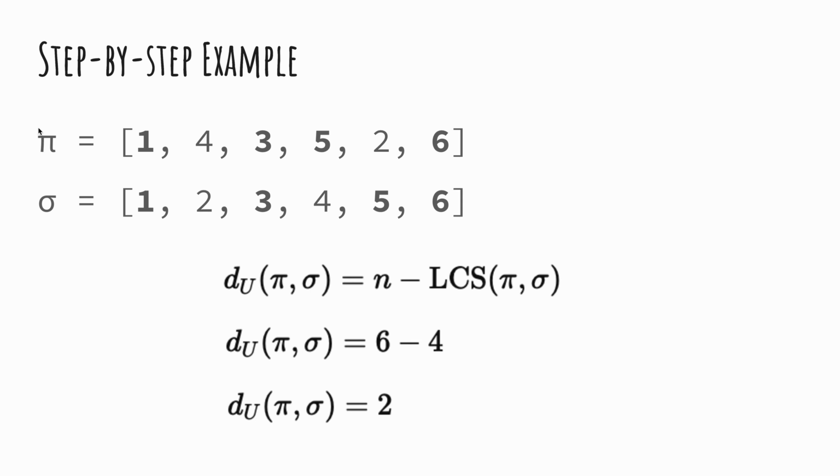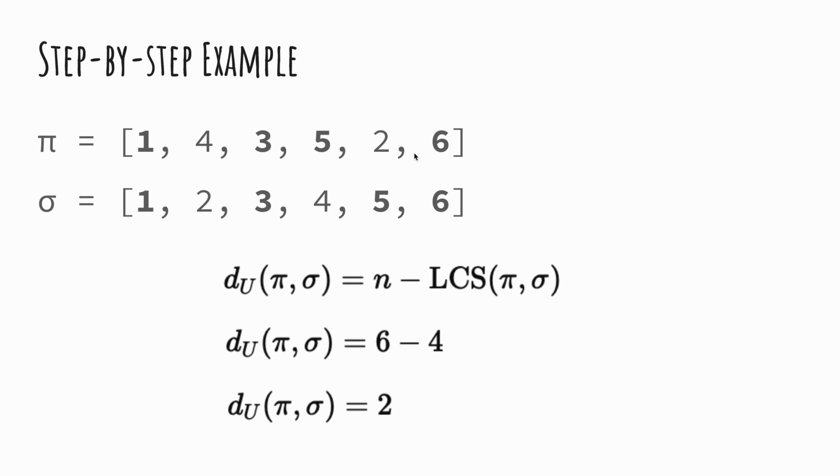So if you have these two permutation arrays, you can see that we have 1, 3, 5, 6 in the same order, and that's why we have the longest common subsequence as 1, 3, 5, 6, and that's length 4. The total length is 6. So the Ulam distance between these two is 6, which is the total length, minus 4, the longest common subsequence, and that's how we get 2.